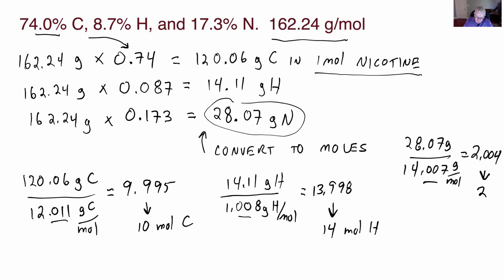So that tells me my formula looks like it's C10H14N2. Right, so that should be the formula for my nicotine molecule based on what we did there. Okay, that's a sort of standard process calculation. It is made simpler, as we'll see in a moment, by the fact that we started off knowing the molar mass.